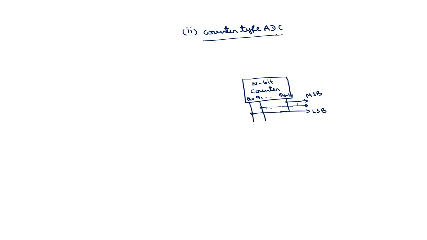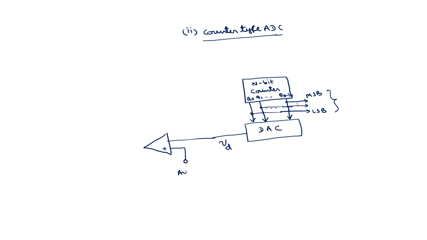This will be applied to a D to A converter, which will give some analog output. Let VD be the analog output corresponding to this digital input. Then this will be compared with the analog signal which is to be converted. Here we are going to apply the analog input VA, which is to be converted into digital. The corresponding digital output we are going to take here.